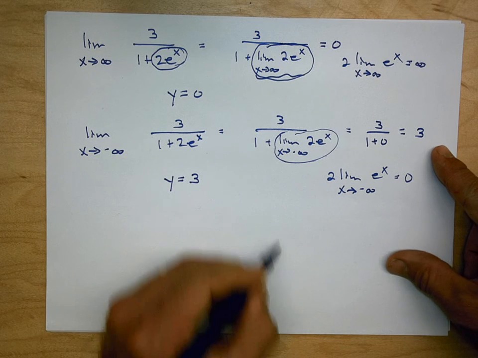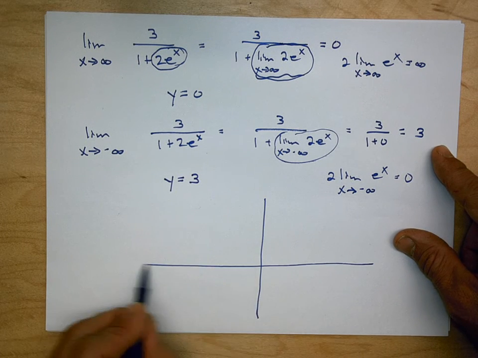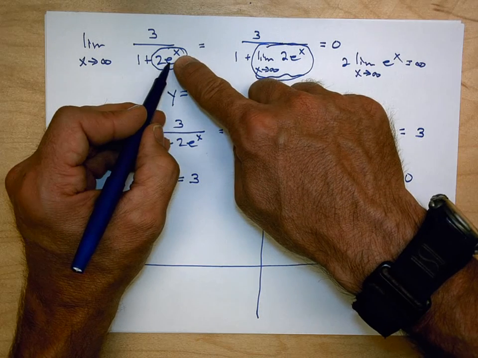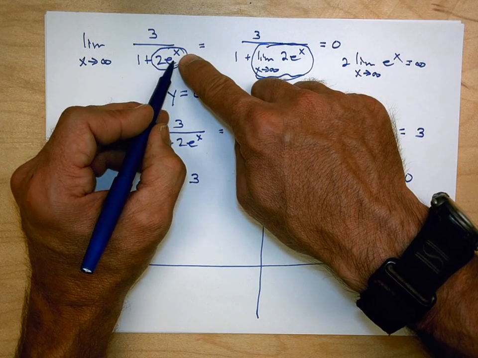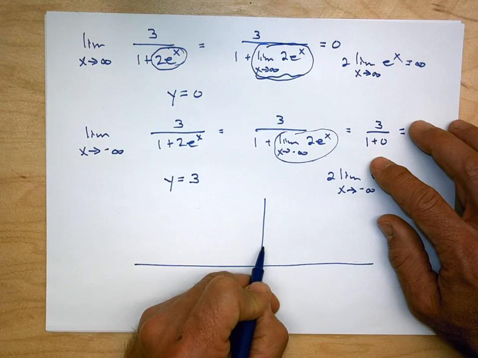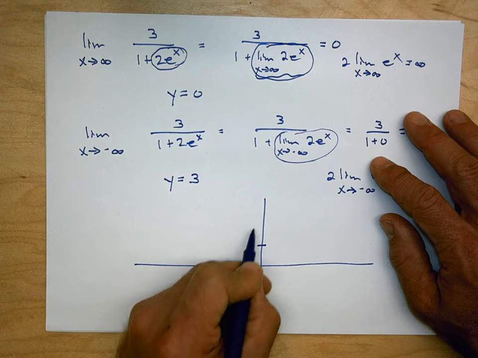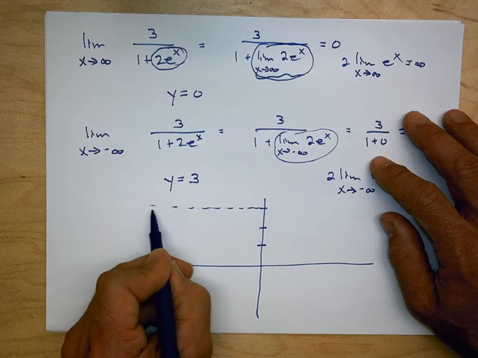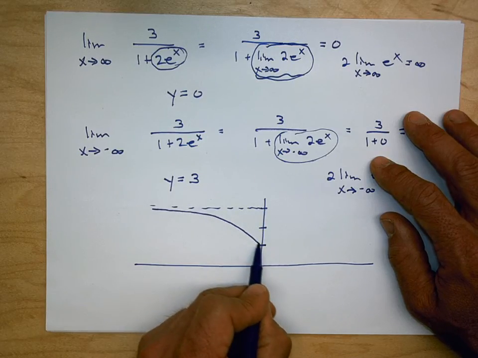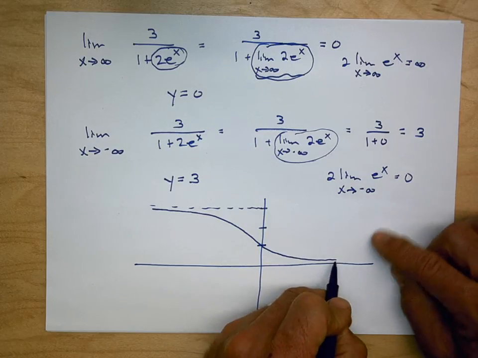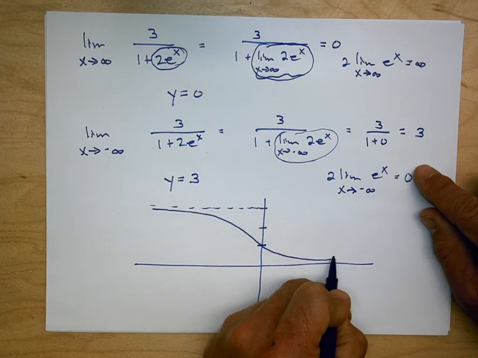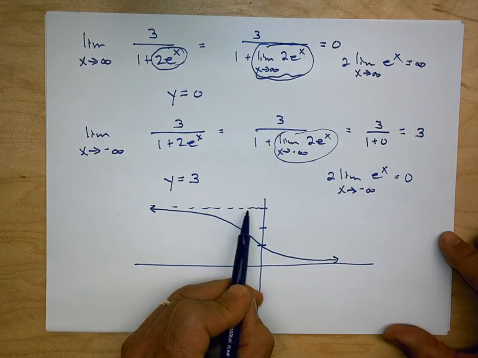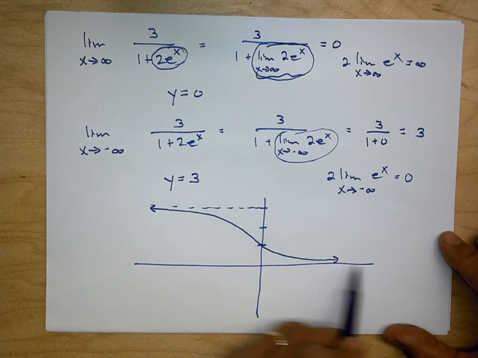So our graph would look something like, well, let's see, if x is 0, e to the 0 is 1, 2 times 1 is 2, plus 1 is 3. So I know I'm going to go through the point (0, 1). I will have a horizontal asymptote here. So this thing is going to come like this, and then it's going to get close to the x-axis because of this horizontal asymptote to the right.